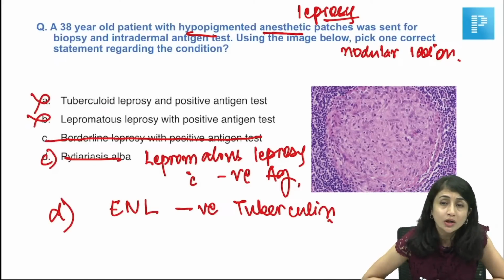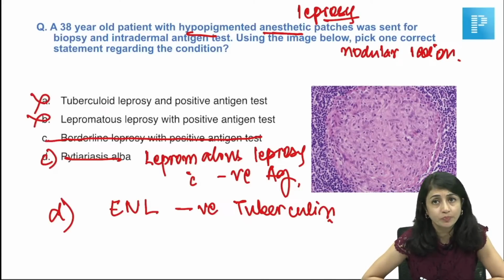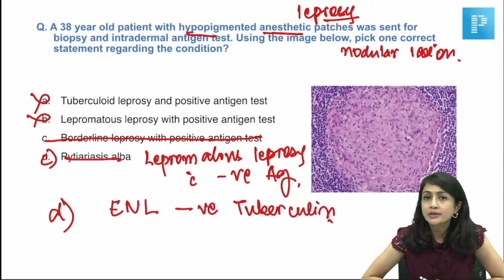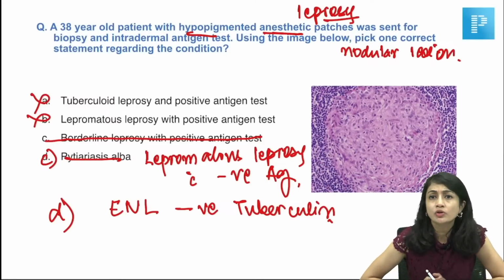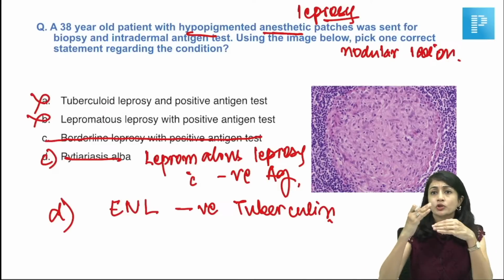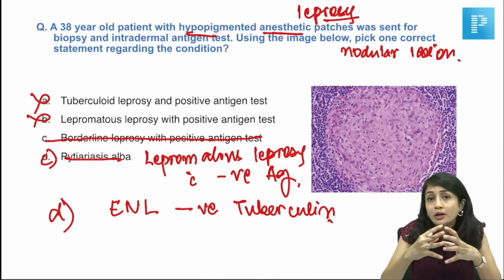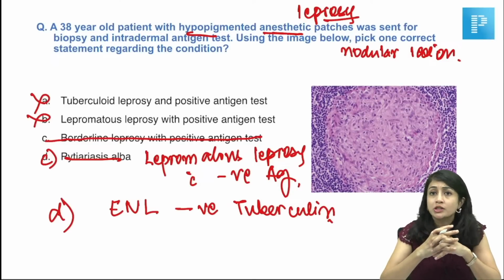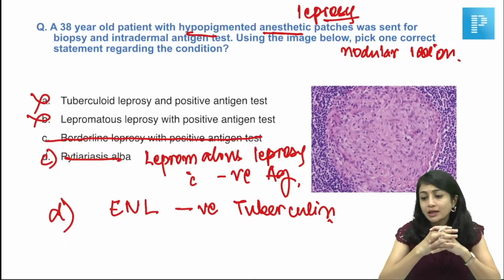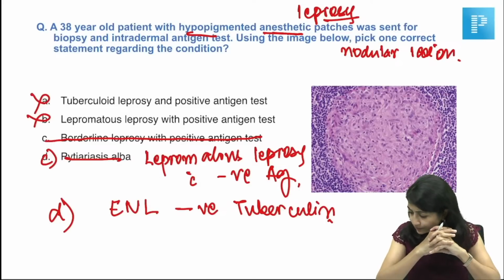Now if they want to ask about ENL, they would give you certain features like constitutional symptoms, fever, the existing lesions developing nodular lesions. So what was there in histopathology? In lepromatous leprosy, in histopathology, you would see a Grenz zone, you would see an infiltrate which has a lot of macrophages, can be foreign body giant cells. So was there anything like that in histopathology?